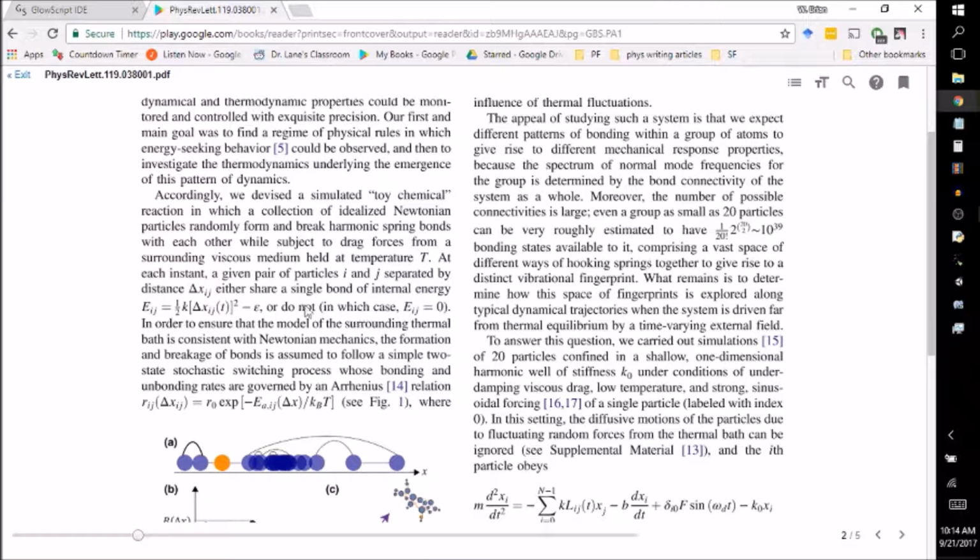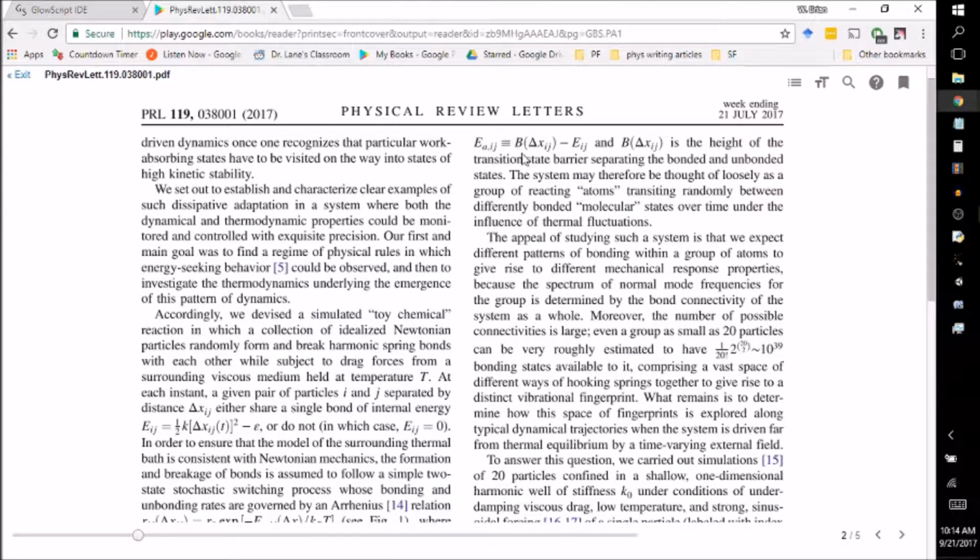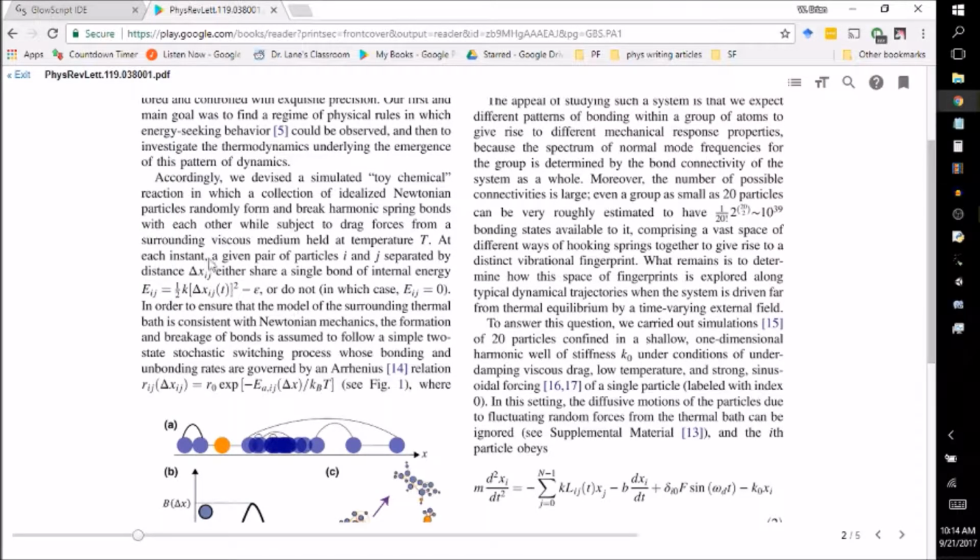But what I also missed was that I was using this EIJ as a factor in this EAIJ for both of them, because up here you've got that EAIJ equals the barrier, which we have correctly, minus EIJ, and I was using this version for EIJ for whether they had a bond or not, except that I missed the context here. You always got to read the sentence around the equation. They either share a single bond of internal energy, EIJ, so this is the bonded energy, or they do not, in which case EIJ equals 0. So when they have a bond, we're supposed to put in this factor, and when they don't have a bond, we're supposed to set that factor equal to 0.